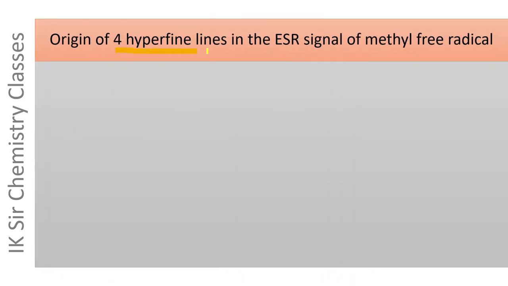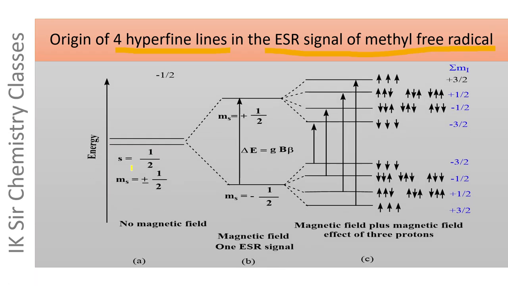Origin of 4 hyperfine lines in the ESR signal of methyl free radical. How 4 hyperfine lines arise in the ESR signal of methyl free radical can be explained as follows. This is the case for a free electron having s equals 1/2 and ms equals plus or minus 1/2. For a free electron, if there is no magnetic field, ms equals plus or minus 1/2 spin states have the same energy and thus are degenerate.